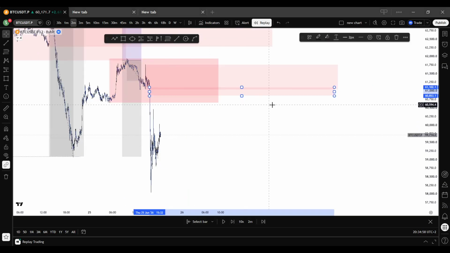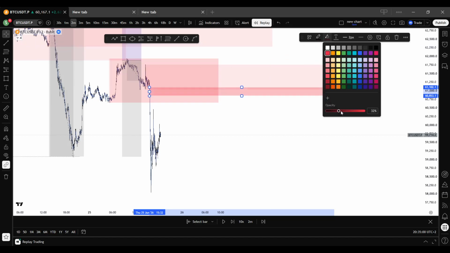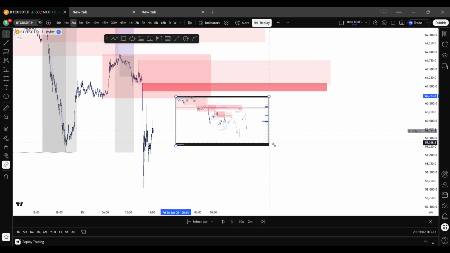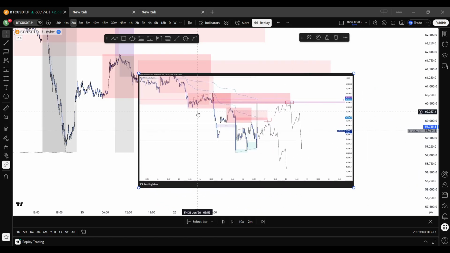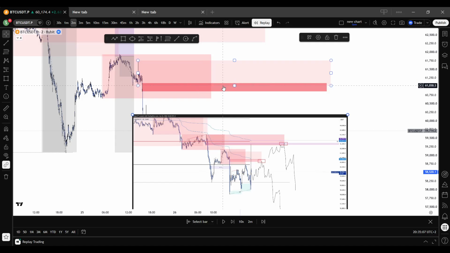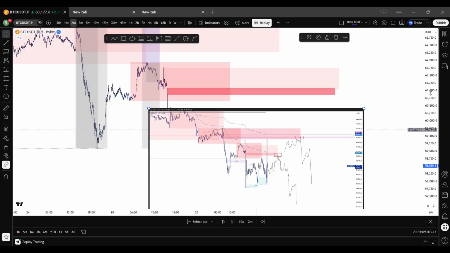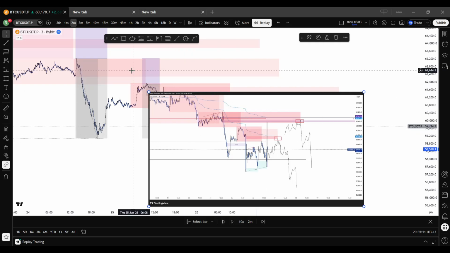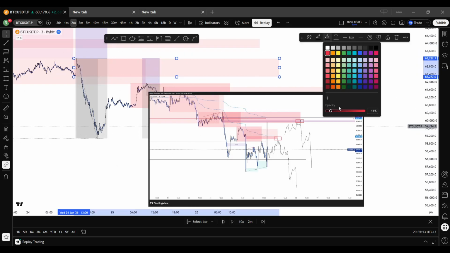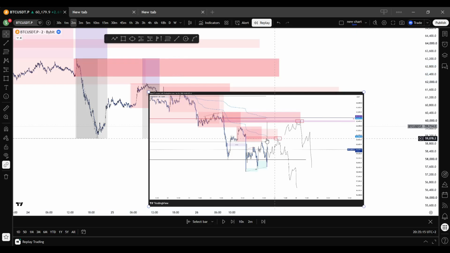So basically, the next trade I was looking at was either around this refined supply or up here around this supply. Let me make it darker.